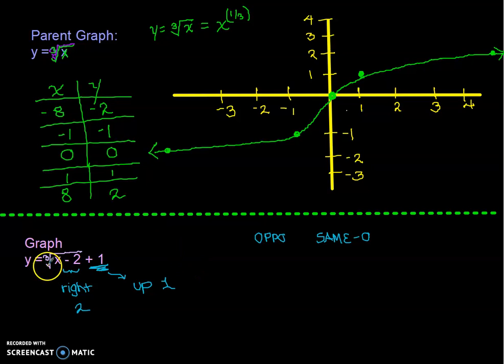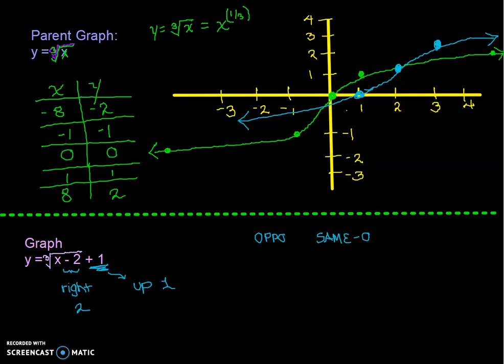Remember that this is a cubic graph as well, so we go back to the parent graph. So we're shifting these parent function points right 2 and up 1. So to graph this function, I just move each point to the right 2 and up 1. From here, right 2, up 1. It will have the same shape, but it just shifts the graph.